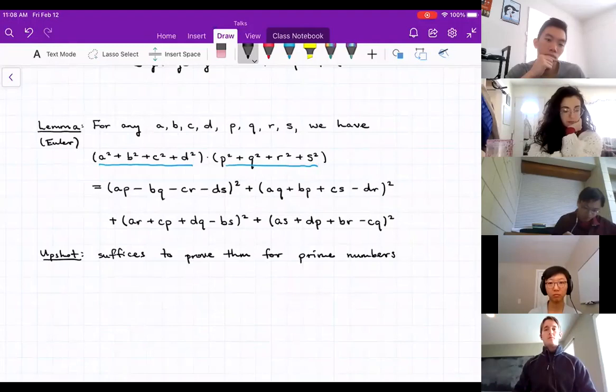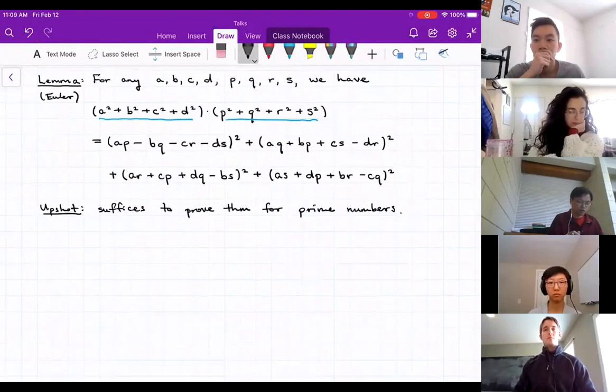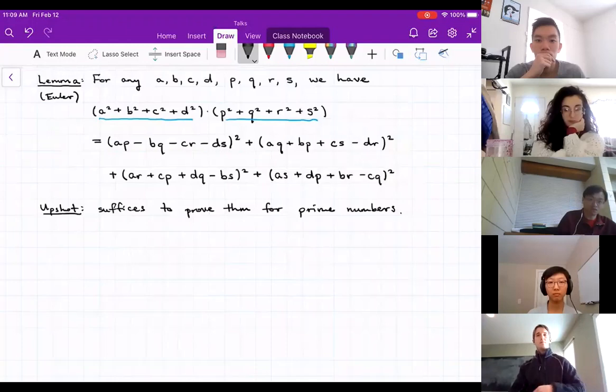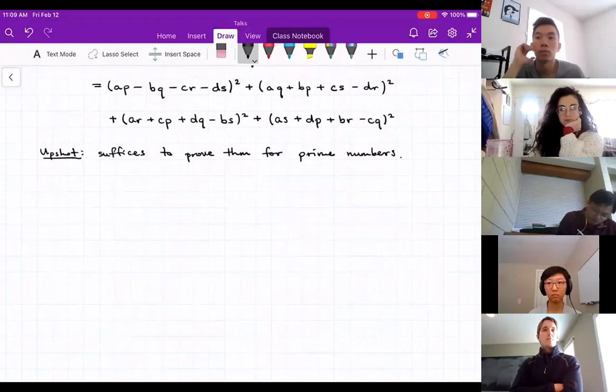Okay, so any questions before I begin? Okay, so let's do a review of lattices, and we'll use it to prove Minkowski's theorem.